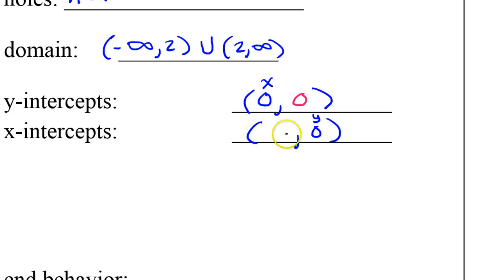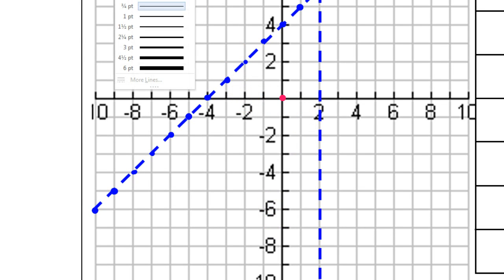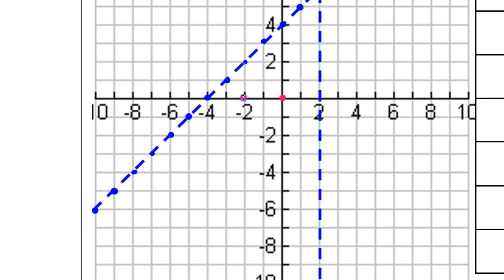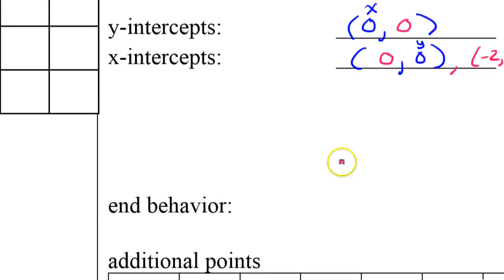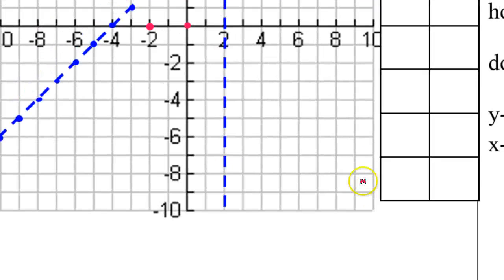Okay, so my x-intercepts are 0, 0, but also negative 2, 0. Okay, so two x-intercepts. So I can graph this second one, negative 2, 0. Okay, it's going to be right here. So those are my two x-intercepts. So fine. Alright, so let's go ahead and do the graph, and then we can do the end behavior.